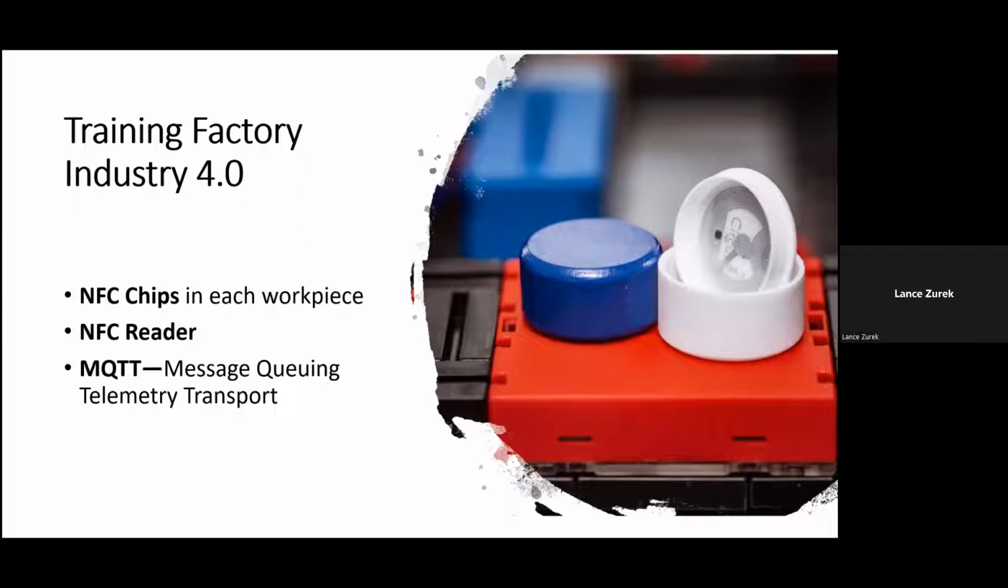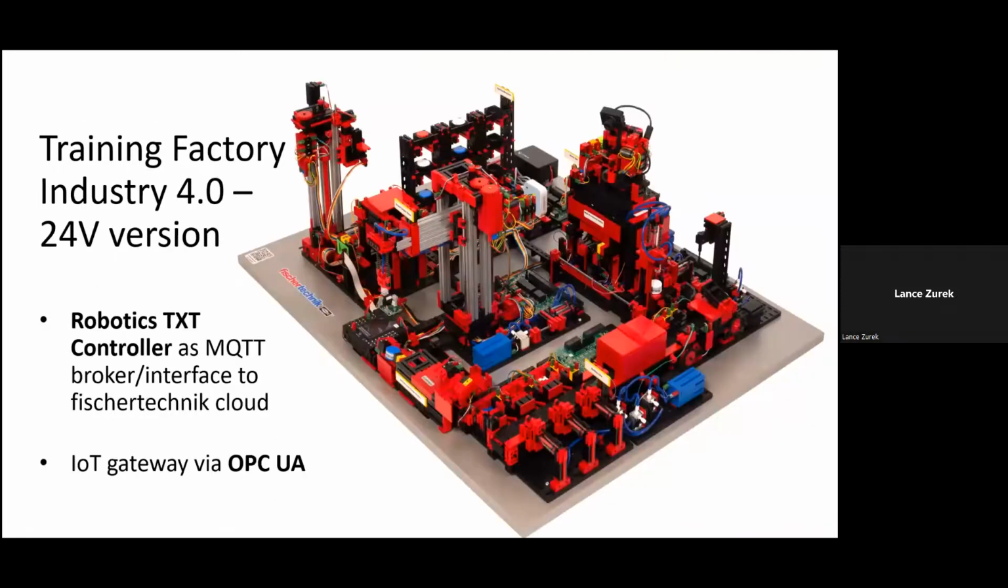Now, as there are two variations of this model, let's go over what makes them different aside from the voltage requirements. We're going to begin by focusing on the 24-volt version and what makes it unique. First, it is a bit of a hybrid in that while requiring a PLC for the operation and control, it does also incorporate one Fischer-Technic Robotics TXT controller. In this case, the TXT controller serves as the MQTT broker and interface to the Fischer-Technic cloud.